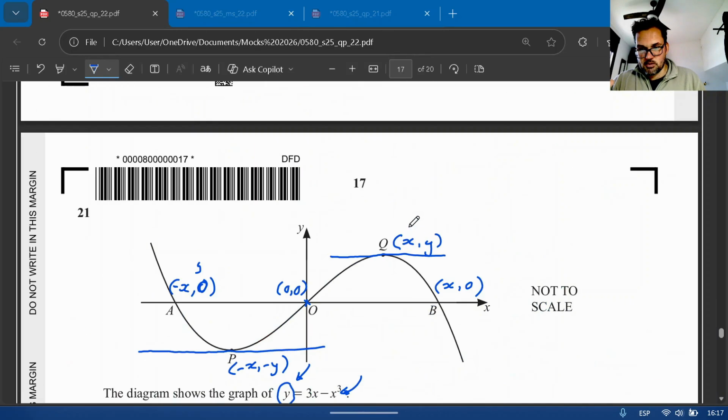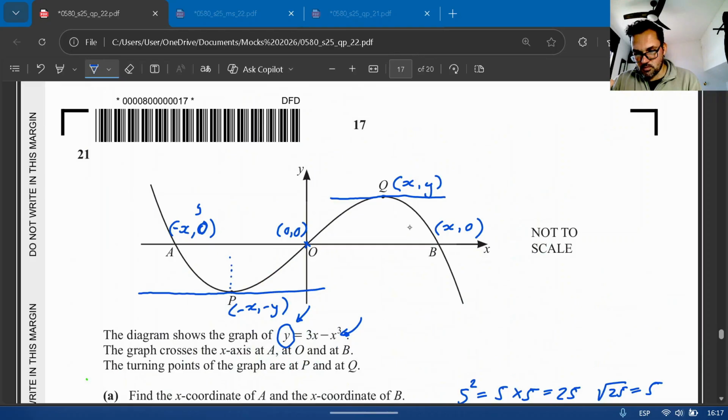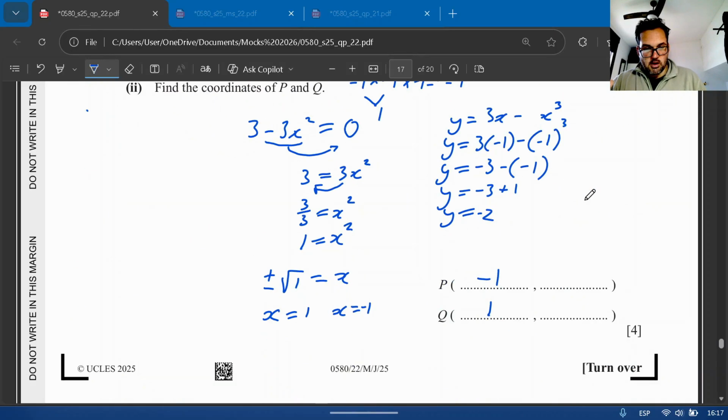Okay, it makes sense. This is minus 1, and this is minus 2. It's not to scale, definitely not. So that's minus 2. And then we do the same. To find y, we just put 1 in there. So 3 times 1 is 3. 1 times 1 times 1 is 1. There's a minus in front. That gives us y is 2. Nice and symmetrical.